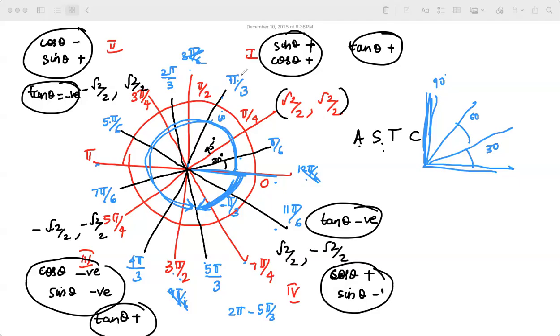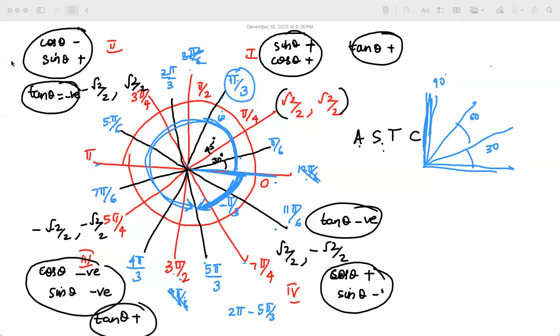See here? This was pi by 3. From here to here, 60 degrees. So from here to here, it is minus 60 degrees, right? Does it make sense, guys, to all of you? Sushank, Krish, are you with me? Dhwani, are you with me?